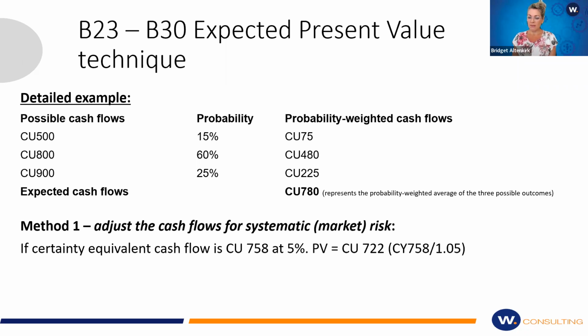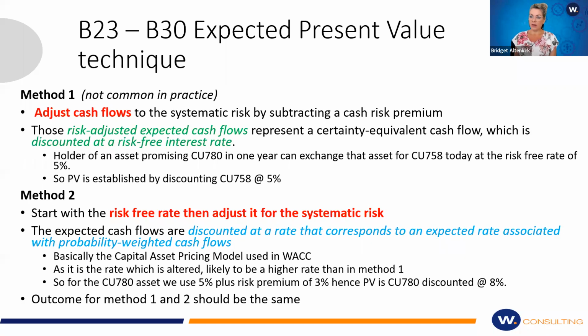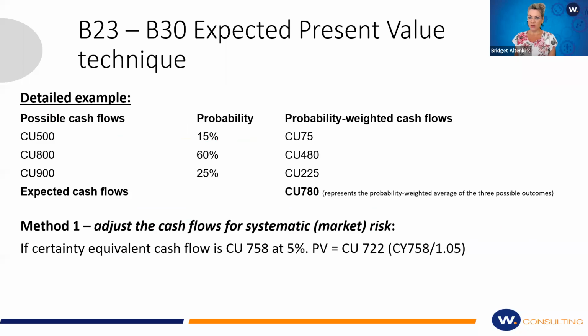Then remember, there are the two methods. Method 1 says make adjustments to the cash flows and then apply a risk-free rate. And method 2 says leave the cash flows, but adjust the discount rate. So in method 1, the scenario was on the previous slide, where that asset, which could give rise to the 780 average cash flows, could be exchanged today for an asset of 758 units at a risk-free rate of 5%. So that is why the entity would use 758 as the cash flows and the risk-free rate of 5%, and they would calculate over 1 year what the present value is. In this case, it is 722.